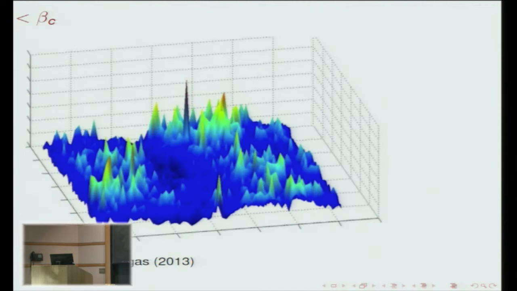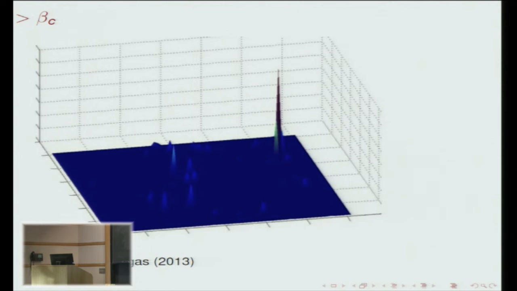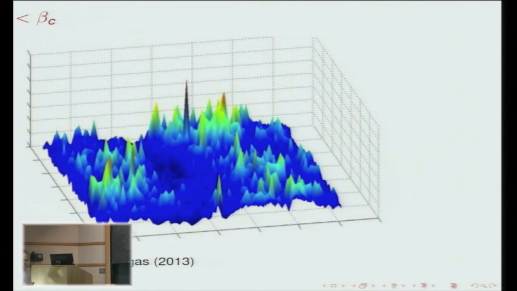So here are a couple of pictures. If I'm at high temperature, that's what this density looks like. This is from a recent review by Rhodes and Vargas, who have, as you will hear, done interesting work on these measures. And here, it's barely visible, once you go to low temperatures, large beta, you typically have just a few spikes, whereas at high temperature it's very much spread out.